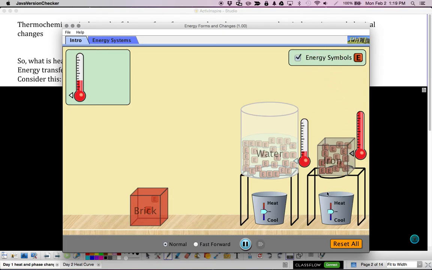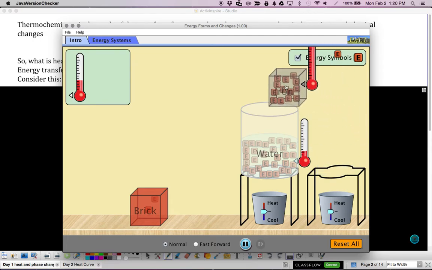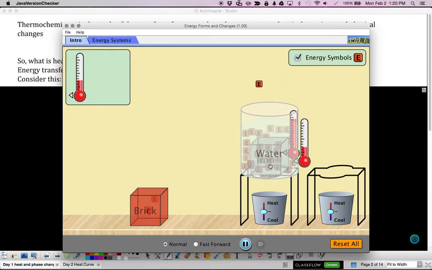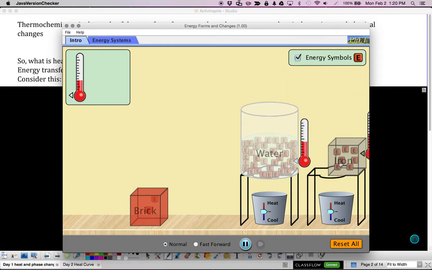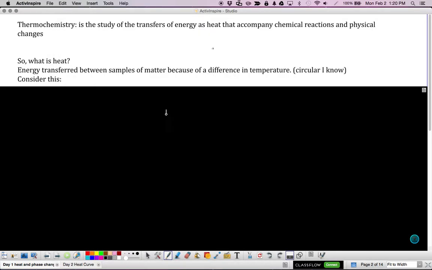Now, we should know at this point that if you add something hot to water, the temperature of the water is going to increase, okay? And that is because, look at this, okay? The energy from the iron block is going into the water, and it's raising the temperature until both of these are at about the same temperature. Now that's fascinating. All right.